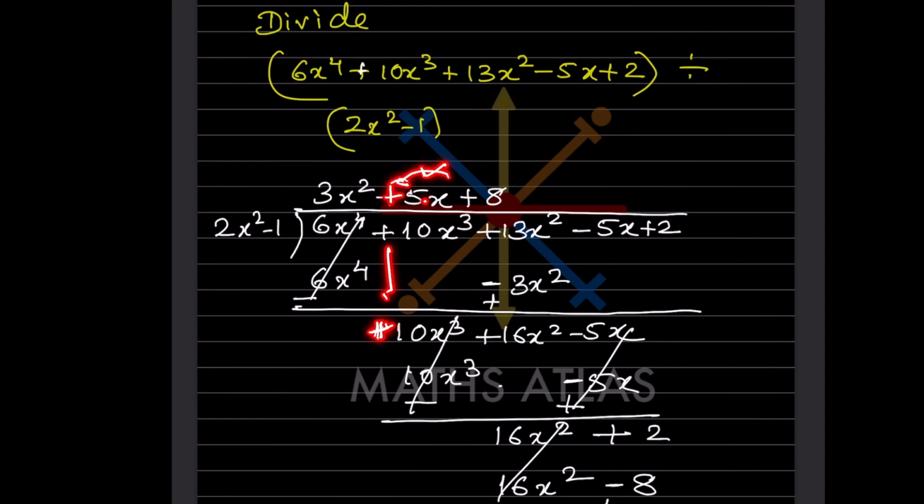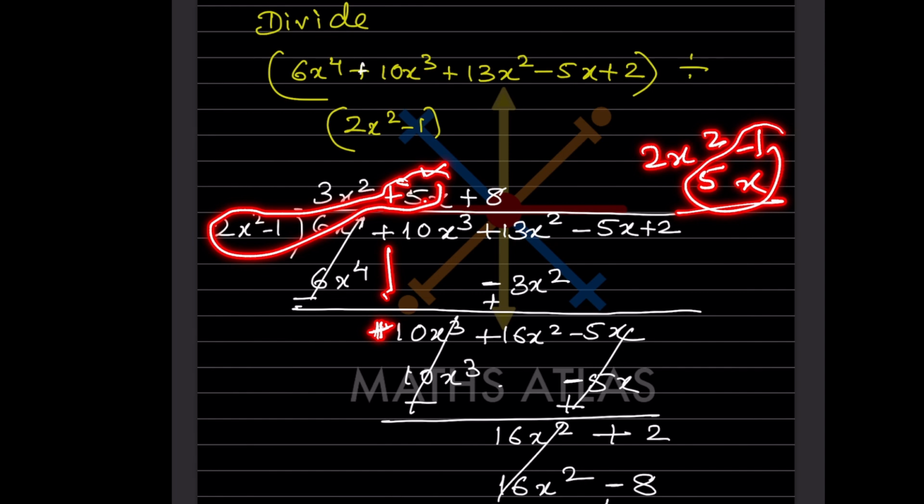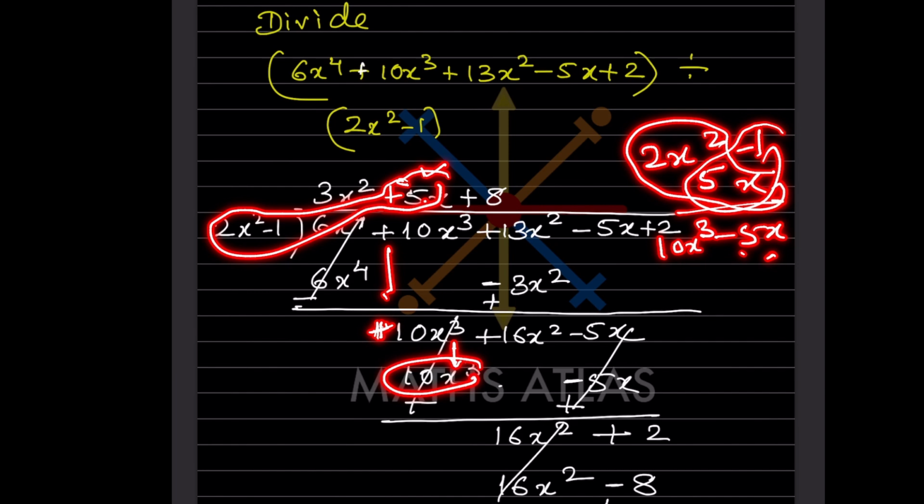So now you will multiply this and this one. That is going to be 2x squared into 5x, minus 1 into 5x. So this will be minus 5x, and this is going to be 10x cubed. So now 10x cubed minus 5x. So below this, 10x cubed you will write here, and where is x?